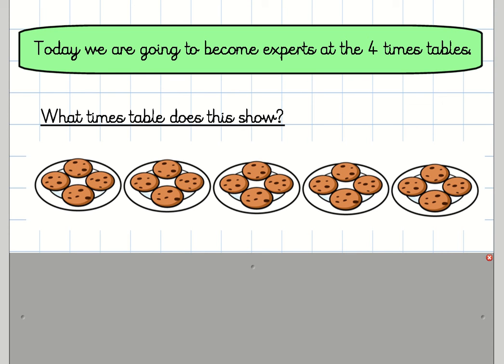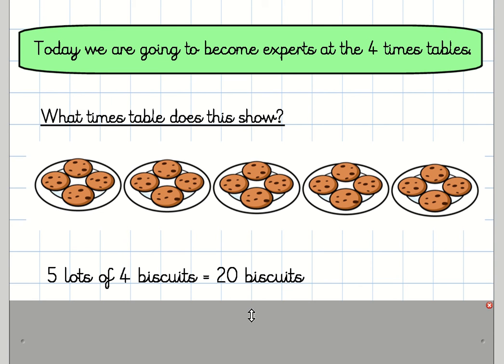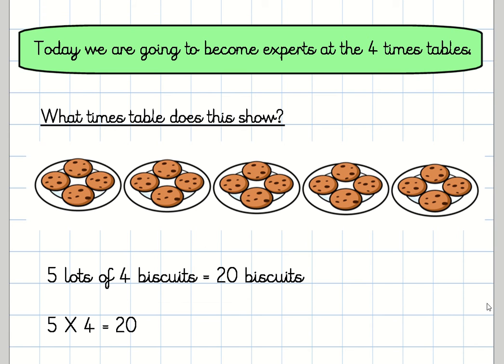So think back to our starter task. How many plates are there? How many cookies are there on each plate? We've got 5 plates and there are 4 cookies on each. 5 lots of 4 biscuits equals 20. Have a think what the multiplication would look like for this. Hopefully you've thought that it would be 5 times 4 equals 20.